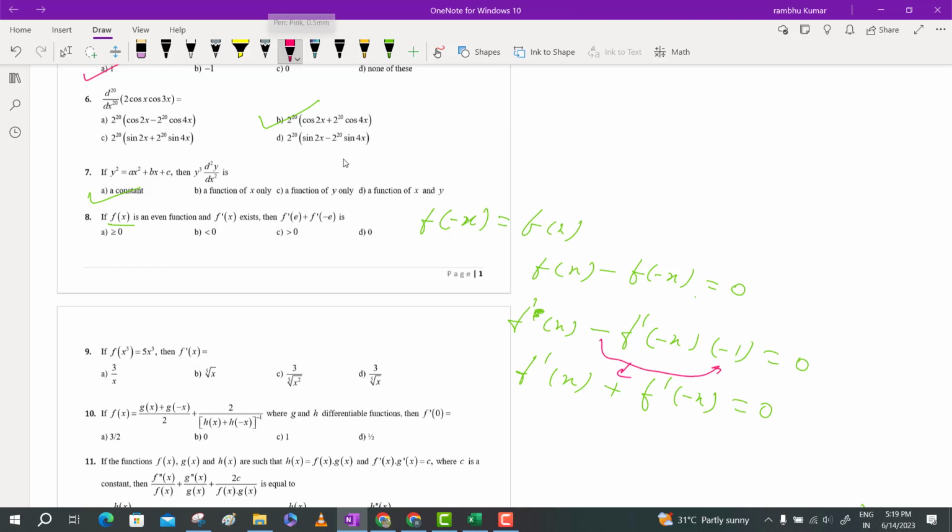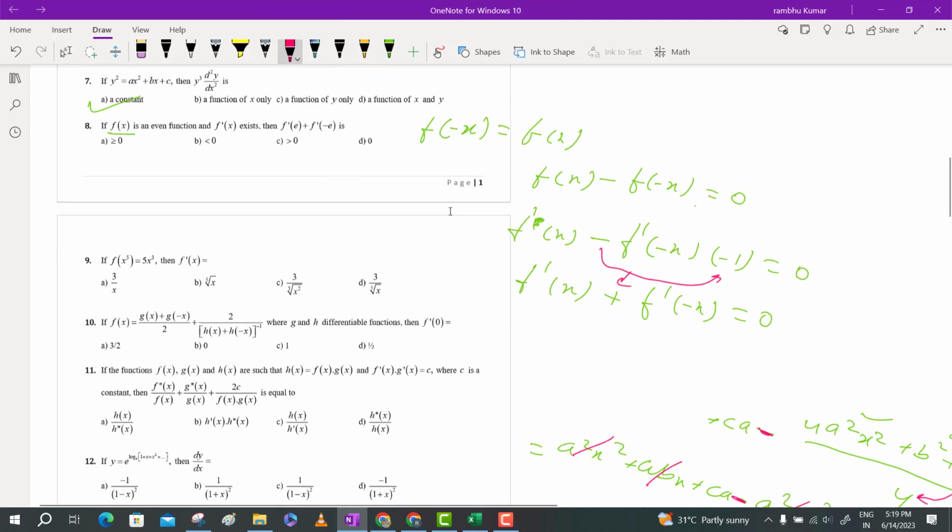Okay. Now they are asking to find f dash of e. So just replace this x with e. So we will have f dash e plus f dash of minus e equal to 0. Hence option D is the correct one.